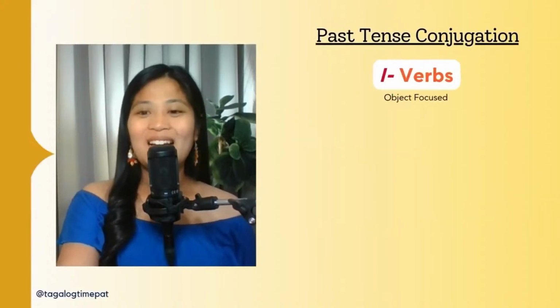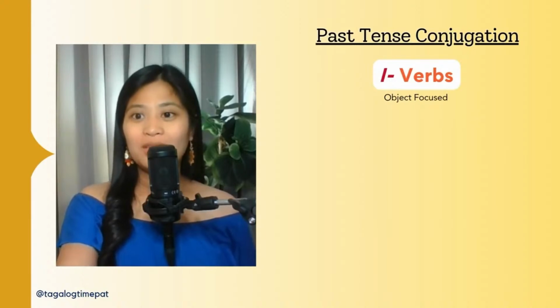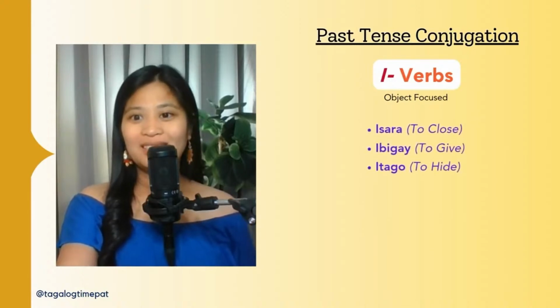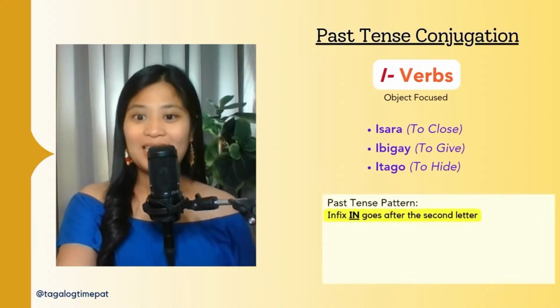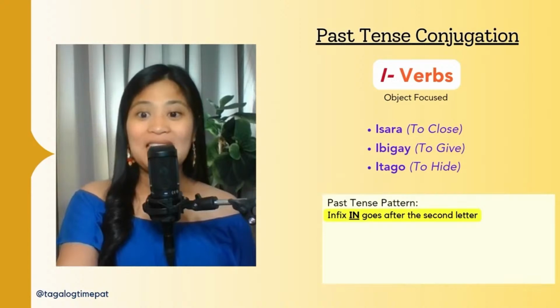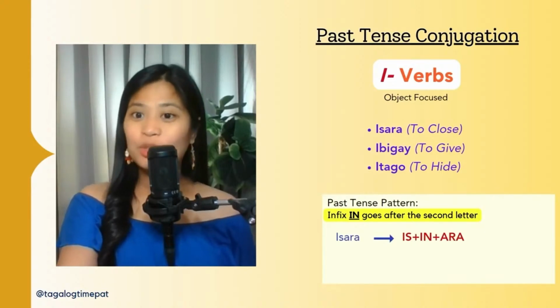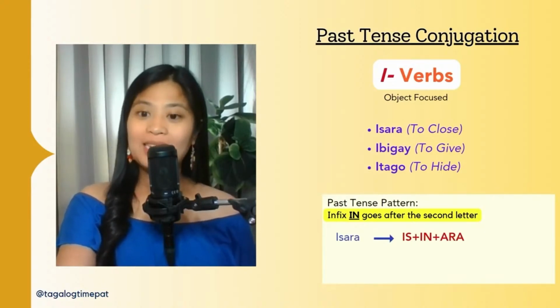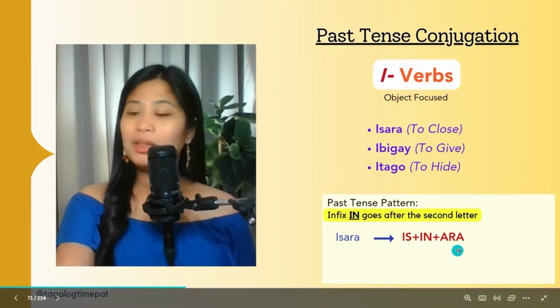All right, so now lastly, let's take a look at verbs. These are usually object focused, and here are some examples. Isara means to close. Ibigay means to give. Itago means to hide. In the past tense, the infix goes after the second letter for verbs. So let's take a look at the word isara, which means to close. In the past tense, it becomes isinara. Isinara ko yung pinto.